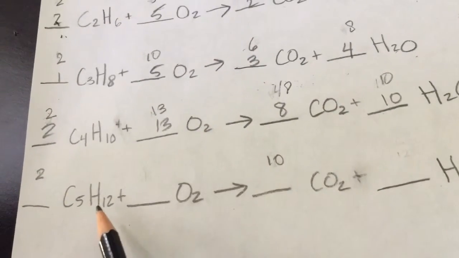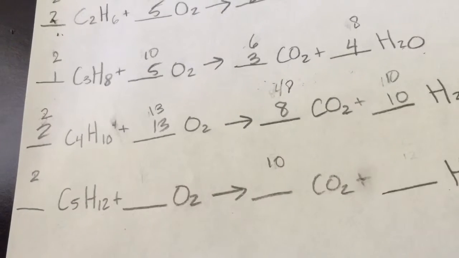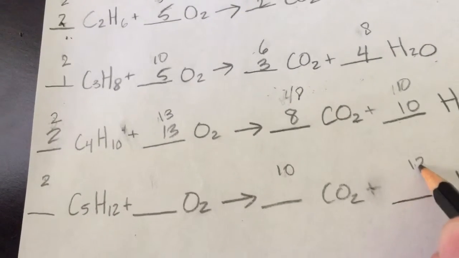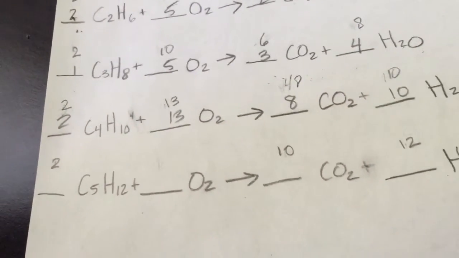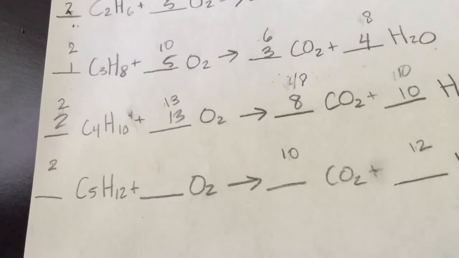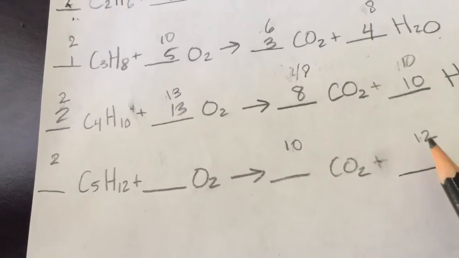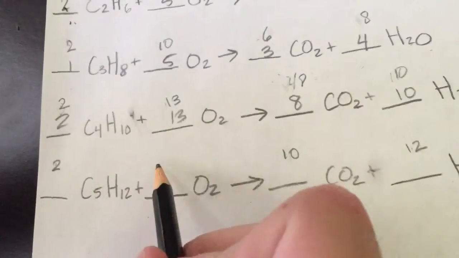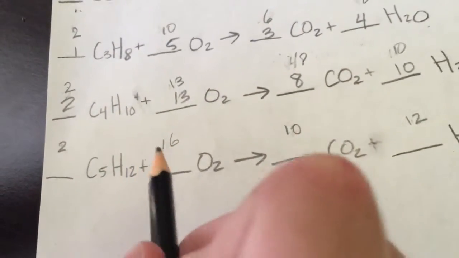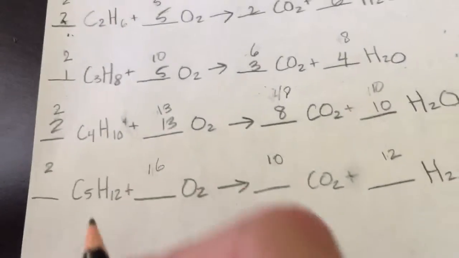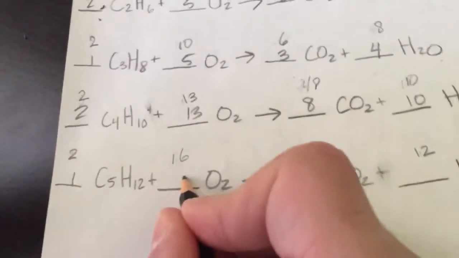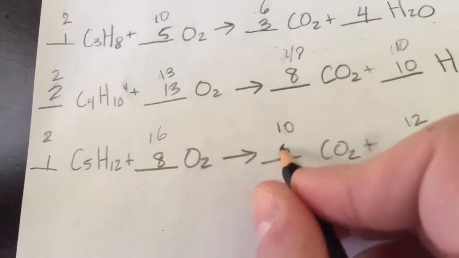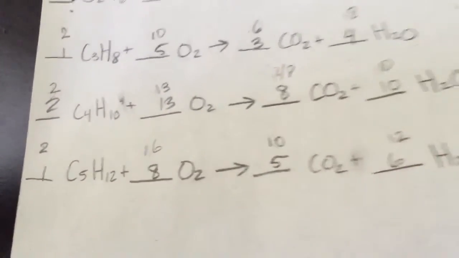Then you look at the hydrogens. You have 24. You have 2. So you're going to want to put a 12, so you can have 24. Now you're going to count the oxygens on the product side. You have 12, 20, 32, then you put a 16 here, because 16 times 2 is 32. Then you reduce, so you're going to end up with 1, 8, 5, and 6.